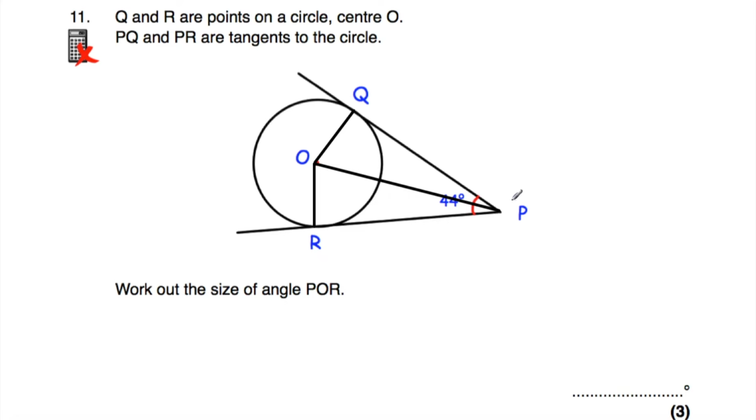So that angle is angle POR. We want to find the size of this angle here. A tangent and a radius will always meet at 90 degrees, so that will be a right angle.